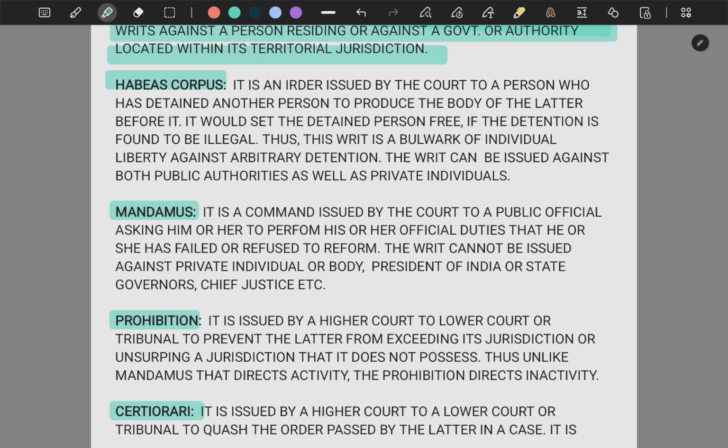So habeas corpus is an order issued by the court to a person who has detained another person, to produce the body of the detainee before it. It would set the detained person free if the detention is found to be illegal. This writ is a bulwark of individual liberty against arbitrary detention. So this means that habeas corpus can ensure that a person who is illegally detained can be set free when the court issues this habeas corpus.